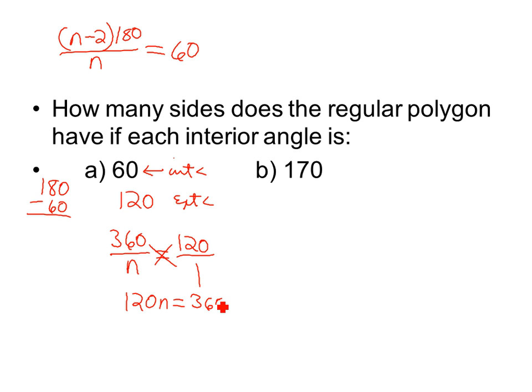What's the next step? Divide by 120. So what's n end up being? 3. So how many sides does this polygon have? 3. So what kind of polygon is it? Triangle. Which we should have seen because it's 60.